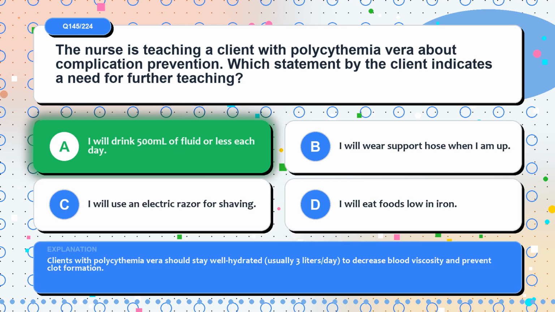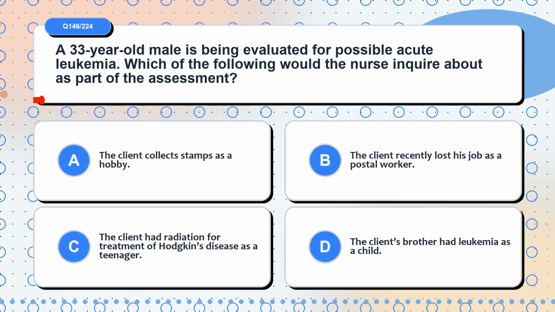Clients with polycythemia vera should stay well hydrated, usually 3 liters/day, to decrease blood viscosity and prevent clot formation. Question 146. A 33-year-old male is being evaluated for possible acute leukemia. Which of the following would the nurse inquire about as part of the assessment?